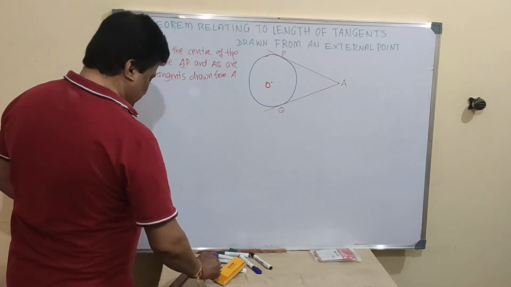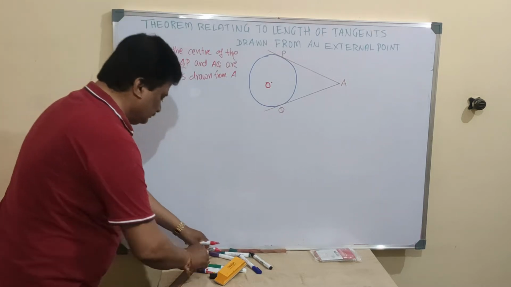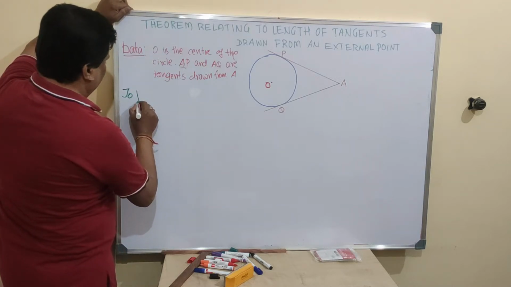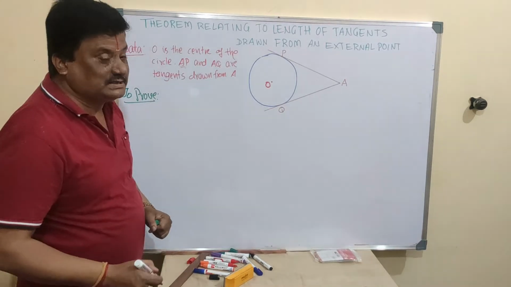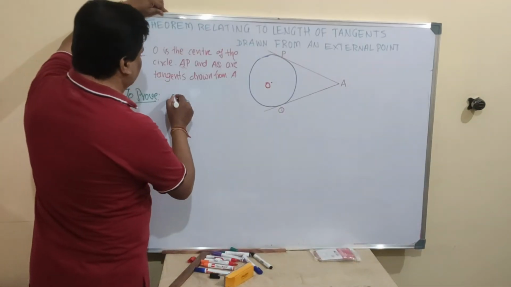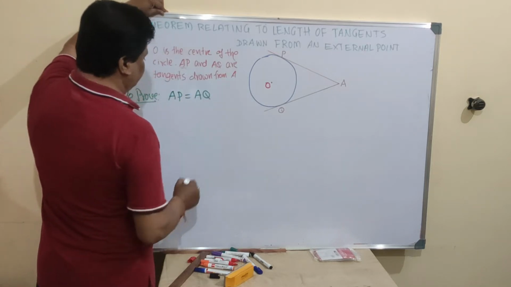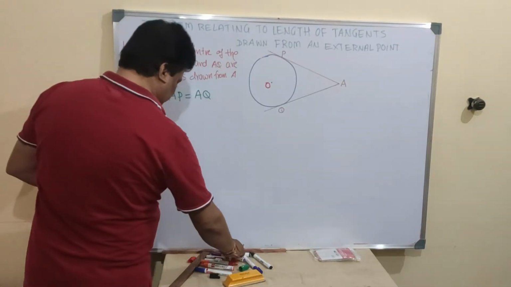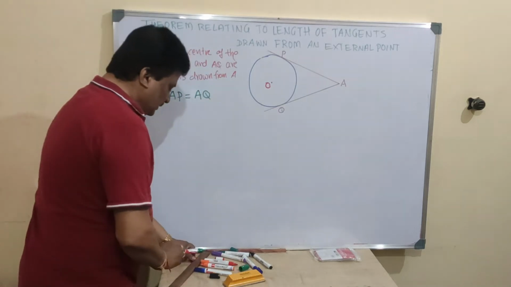Then the data to prove. As per the theorem, the tangents drawn from an external point to a circle are equal. That is, we want to prove that AP is equal to AQ. So, this is what we want to prove. Understand that.